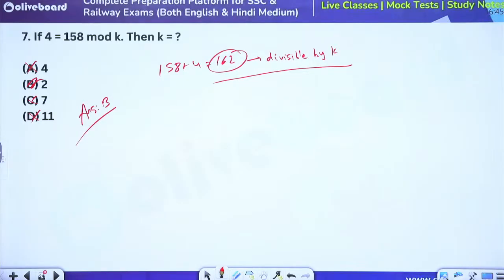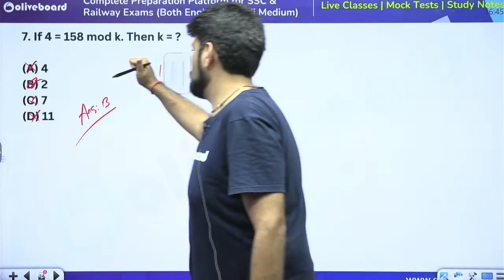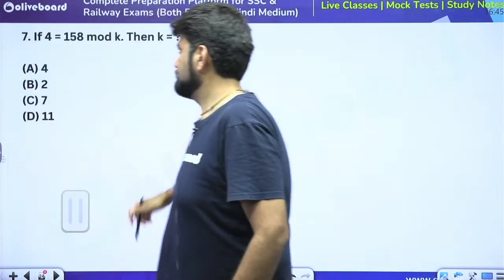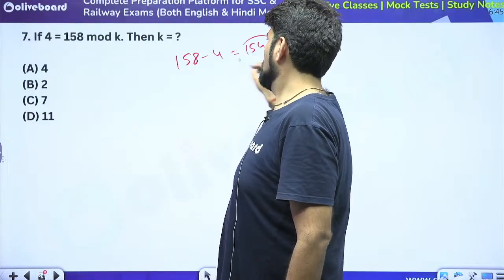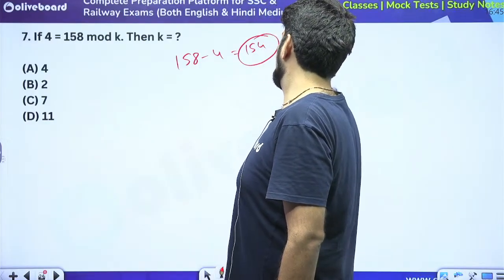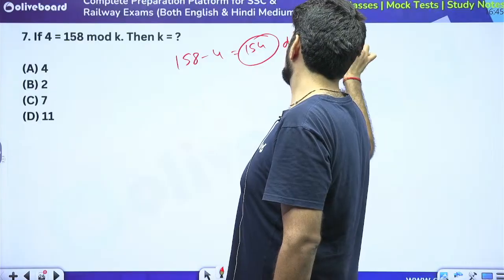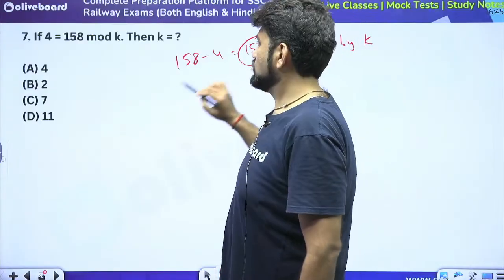(158 mod k), if I divide something by k, I will get 4 as a remainder. So 4 is a remainder. Sorry, I have to subtract this by 4, not add. My bad. I have to subtract 158 and 4. So I'll get 154. Now this 154 will be divisible by k.